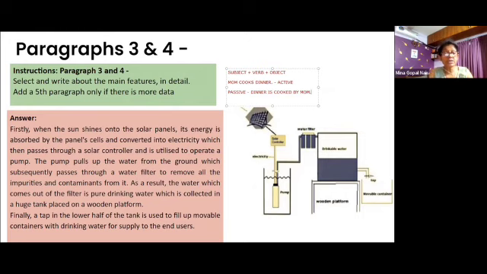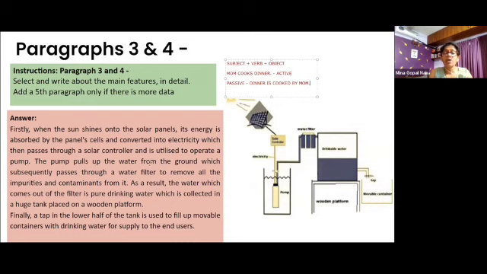Now, you will notice that in a process diagram, we tend to use the passive voice more than the active voice. So, if you are not familiar with the passive voice, you should try to get a little familiar with it. Because if it's a process diagram, you might need to use the passive voice more. Let me give you an example. The pump pulls up the water from the ground.